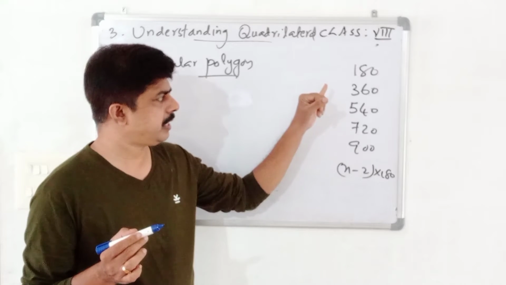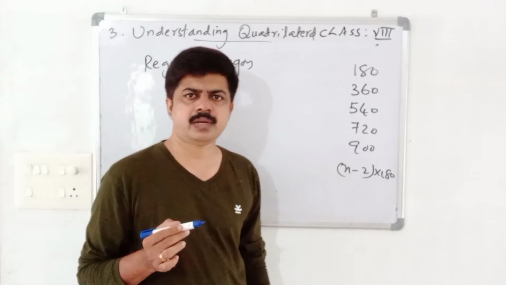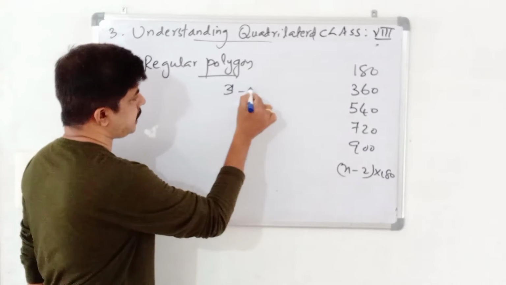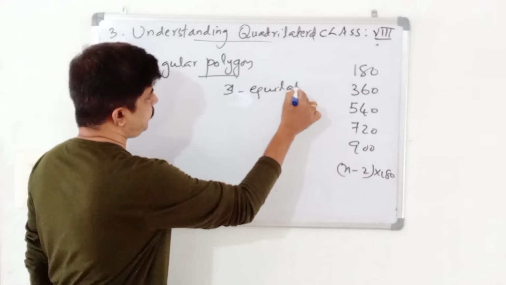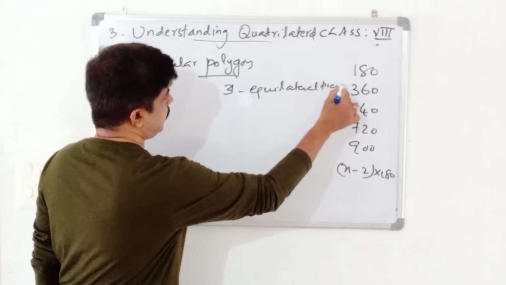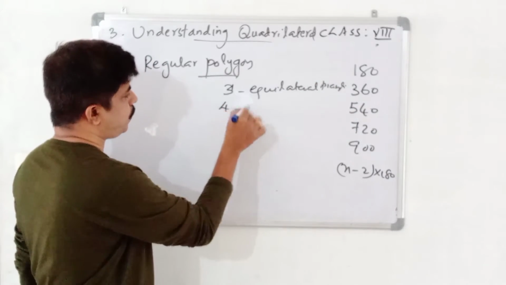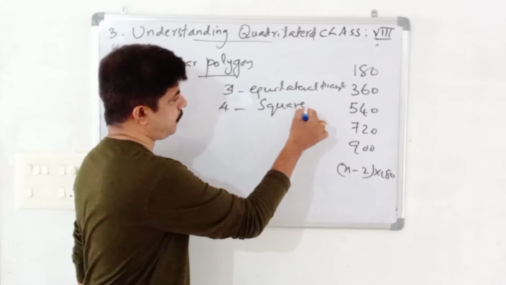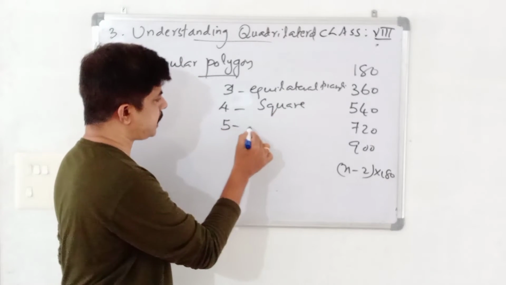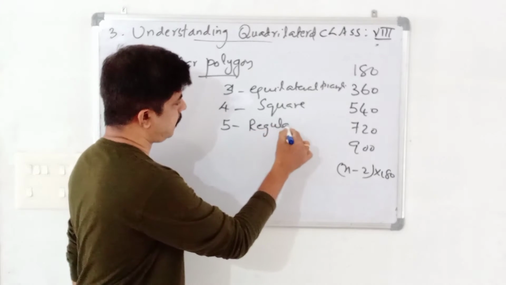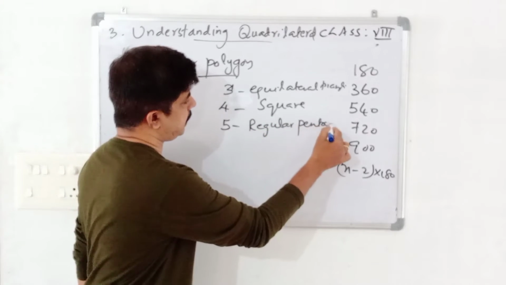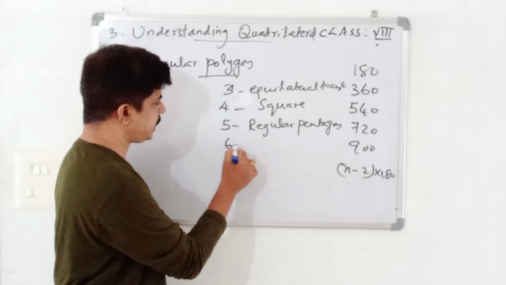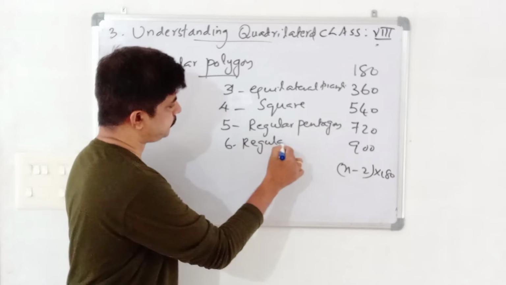Name of a regular polygon with three sides. We know that is an equilateral triangle. Name of a regular polygon with four sides, that is called a square. Name of a regular polygon with five sides, that is called a regular pentagon. Name of a regular polygon with six sides, that is called a regular hexagon.